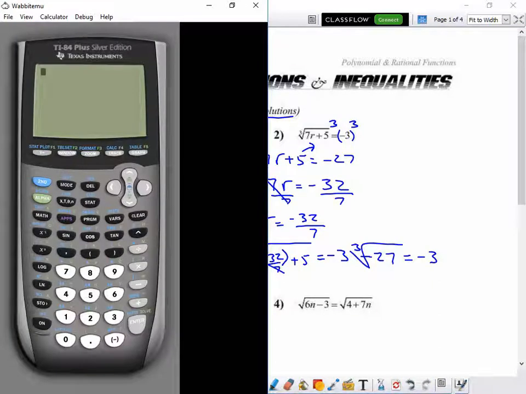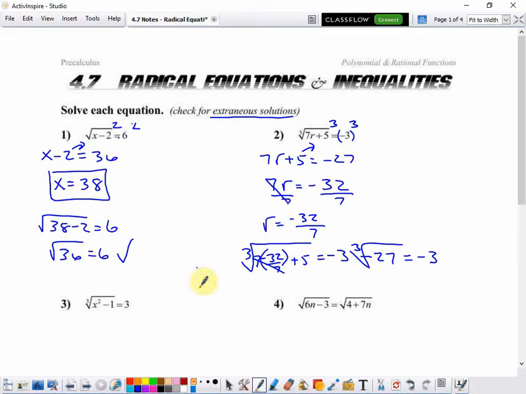So we're going to check that on our calculator. The cubed root, so that's math. Cubed root is option 4. Negative 27 is negative 3. I could also do it this way. 3 and then math and choose x root, that's option 5. Negative 27, and I get negative 3. So that checks out. My solution is valid.